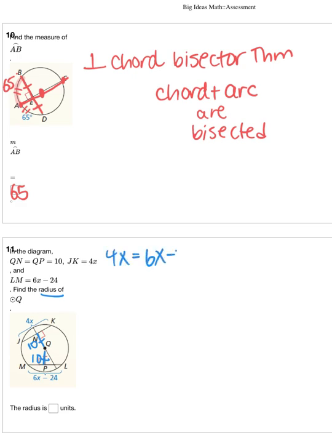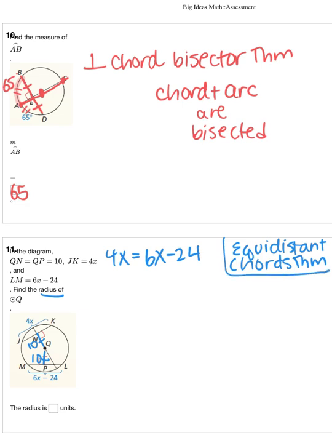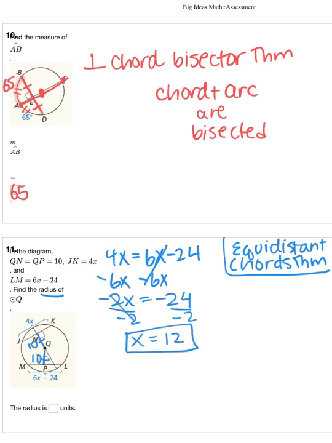equal. We know that because it's the equidistant chords theorem. All right, if those chords, JK and ML, are equidistant from the center, which they are, then we know that they're equal. So we'll set them equal, divide by -2 on both sides, and we get 12. So if we plug in a 12, we get 48 here, 48 here. That means each half is 24.